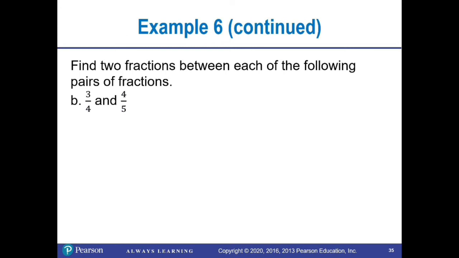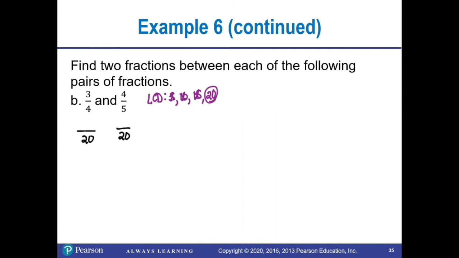Let's look at one more example. Again, we're asked to find two fractions between each of the fractions that were given. Find your LCD. Start with your larger denominator, which is 5. 4 does not divide into 5 evenly, so 5 is not my LCD. The next multiple of 5 is 10. 4 does not divide into 10 evenly, so I move to the next multiple of 5, which is 15. 4 does not divide into 15 evenly, so I move to the next multiple of 5, which is 20. And 4 does divide into 20 evenly, and so 20 is our LCD.